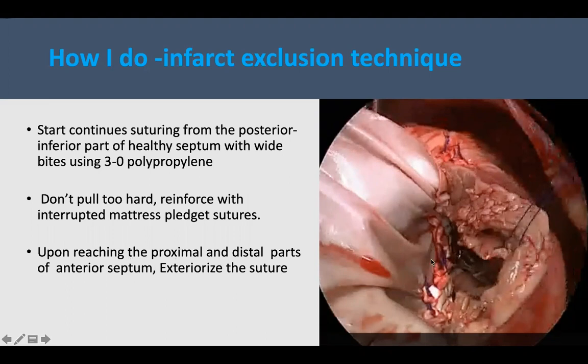Then when you reach anteriorly, I bring the sutures out. And in the apex also, this is the apex and this is the proximal. So I bring the sutures out, I bring the suture out here.